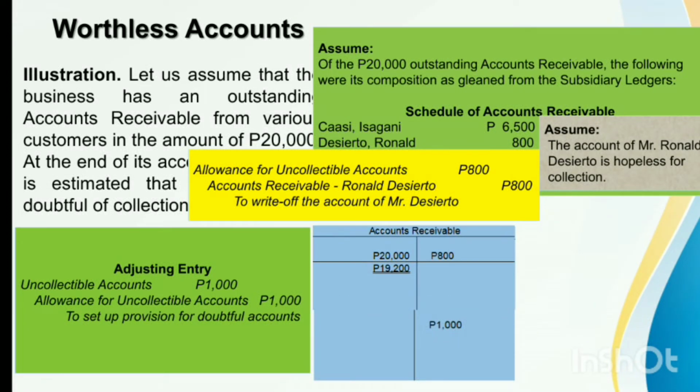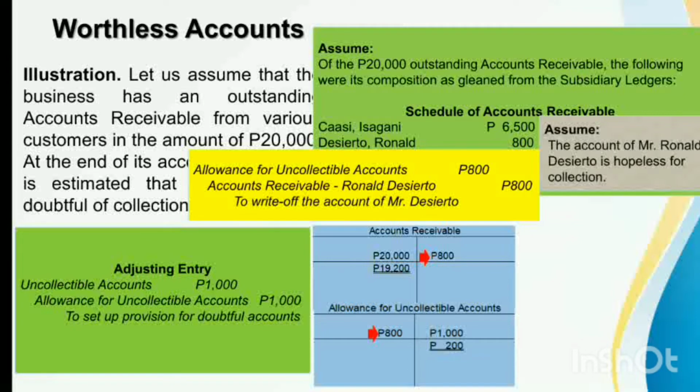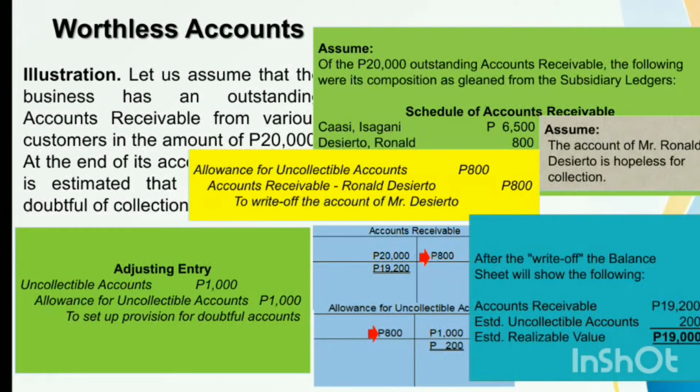So, for the accounts receivable, so the 800 pesos account of Mr. Ronald Desherto is now credited. So, after crediting it, the updated accounts receivable balance is now 19,200. The allowance for uncollectible accounts after debiting the 800 pesos now showed a balance of 200 pesos credit. After the write-off, the balance sheet will show the following. The accounts receivable will show the outstanding balance of 19,200, and then the balance of estimated uncollectible accounts of 200. So, 19,200 less 200, so the estimated realizable value is 19,000.